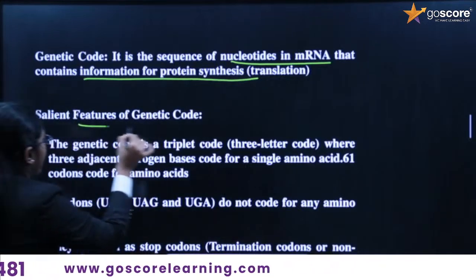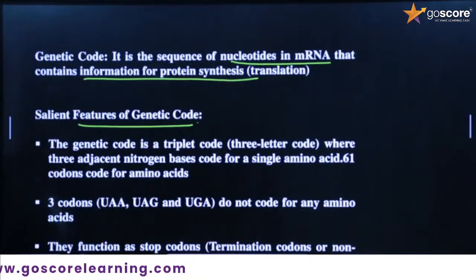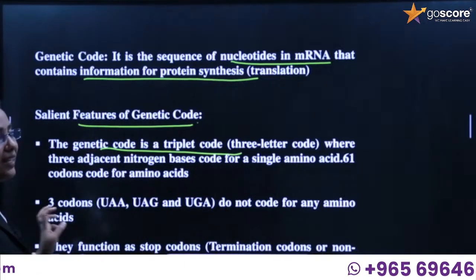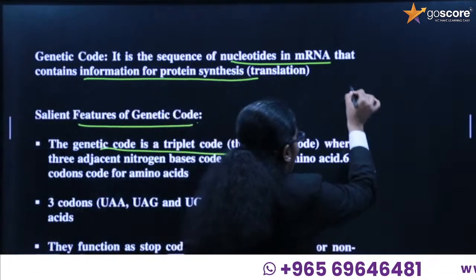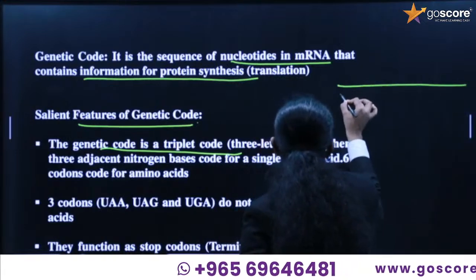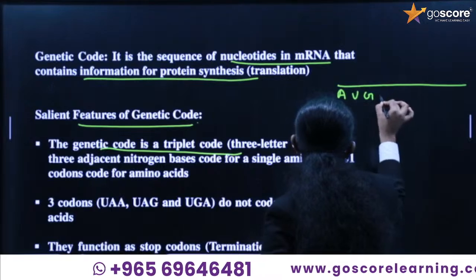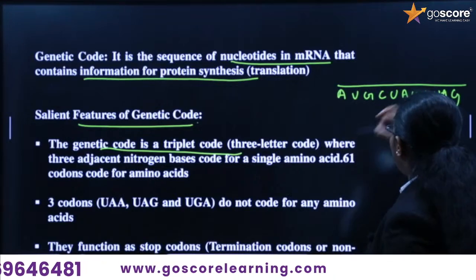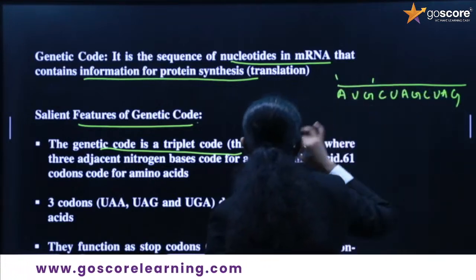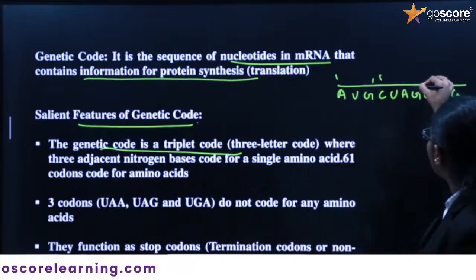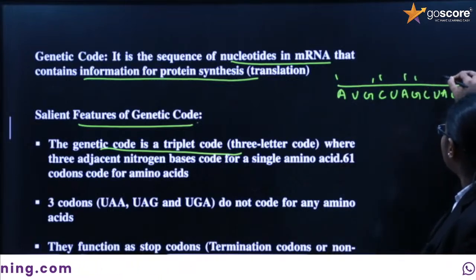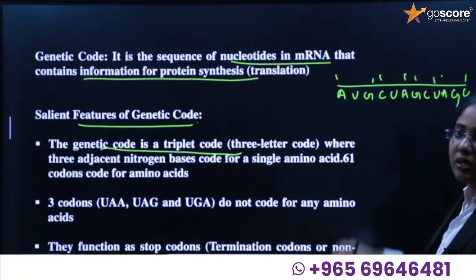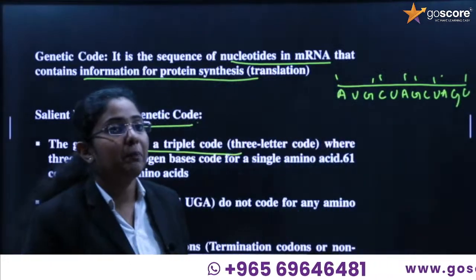Now we have to study the salient features of the genetic code. Always keep in mind that the genetic code is a triplet code. If you are considering an mRNA, we can say adenine, uracil, guanine, cytosine, uracil, adenine, guanine, cytosine, uracil, adenine, guanine. The first three will be considered as the first triplet, the next three as the next triplet, then the next three as one triplet, and we have one more triplet. So these are the triplets.